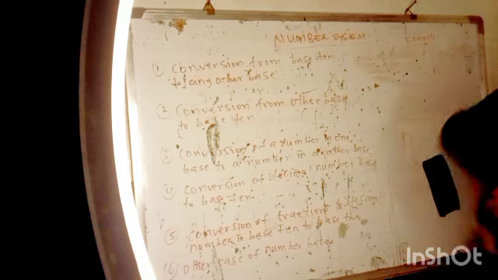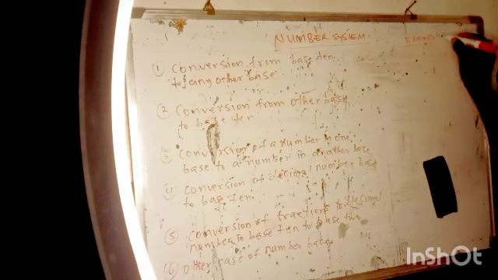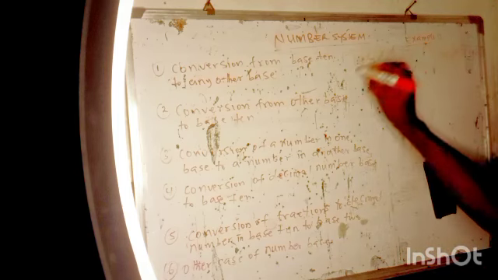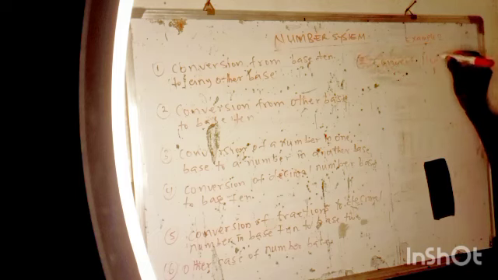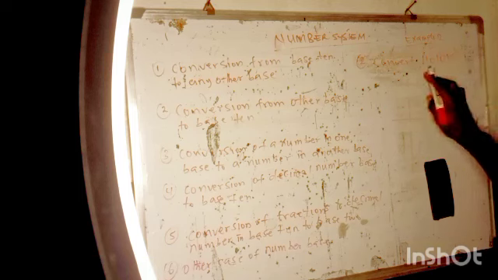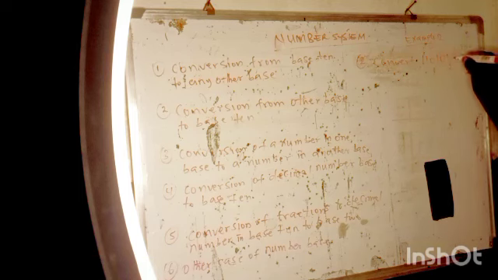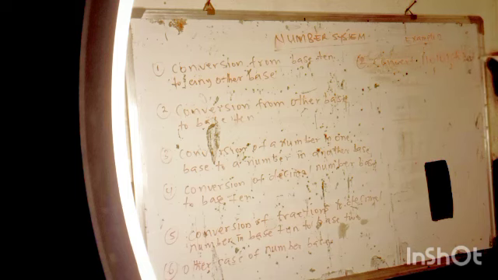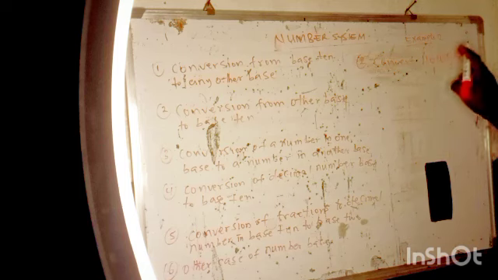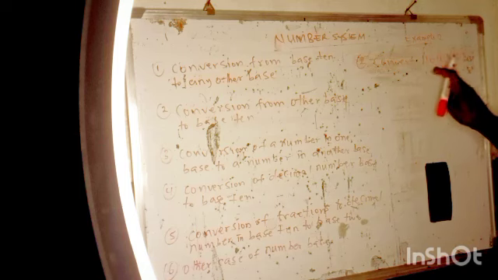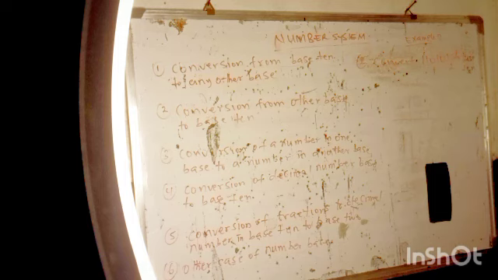That's example 2 now. In example 2, you convert 110101 in base 2 to base 10. Convert 110101 from base 2, this is base 2 here, to base 10.